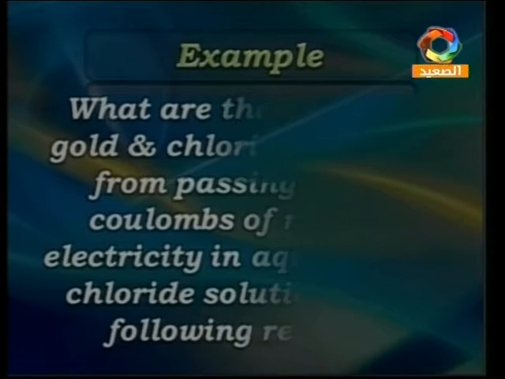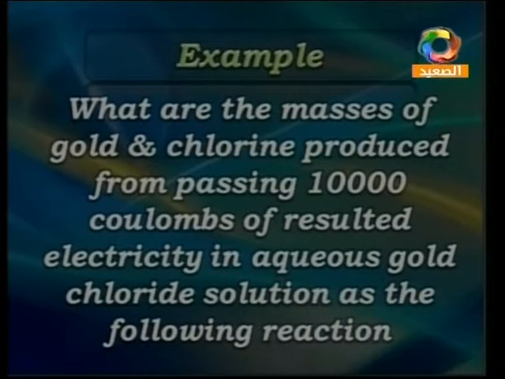After that, we have another example or problem. What are the masses of gold and chlorine produced from passing 10,000 coulombs of electricity through aqueous gold chloride solution?